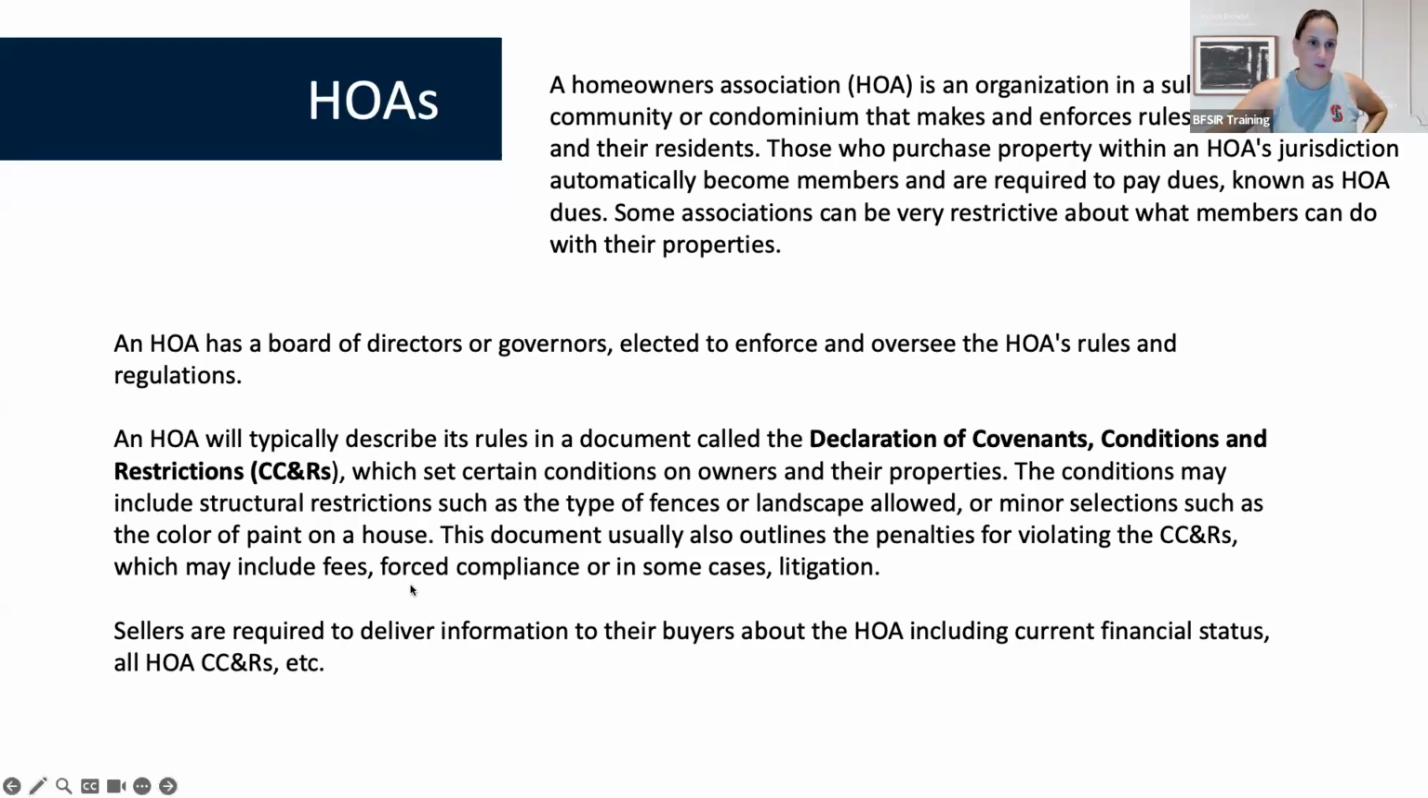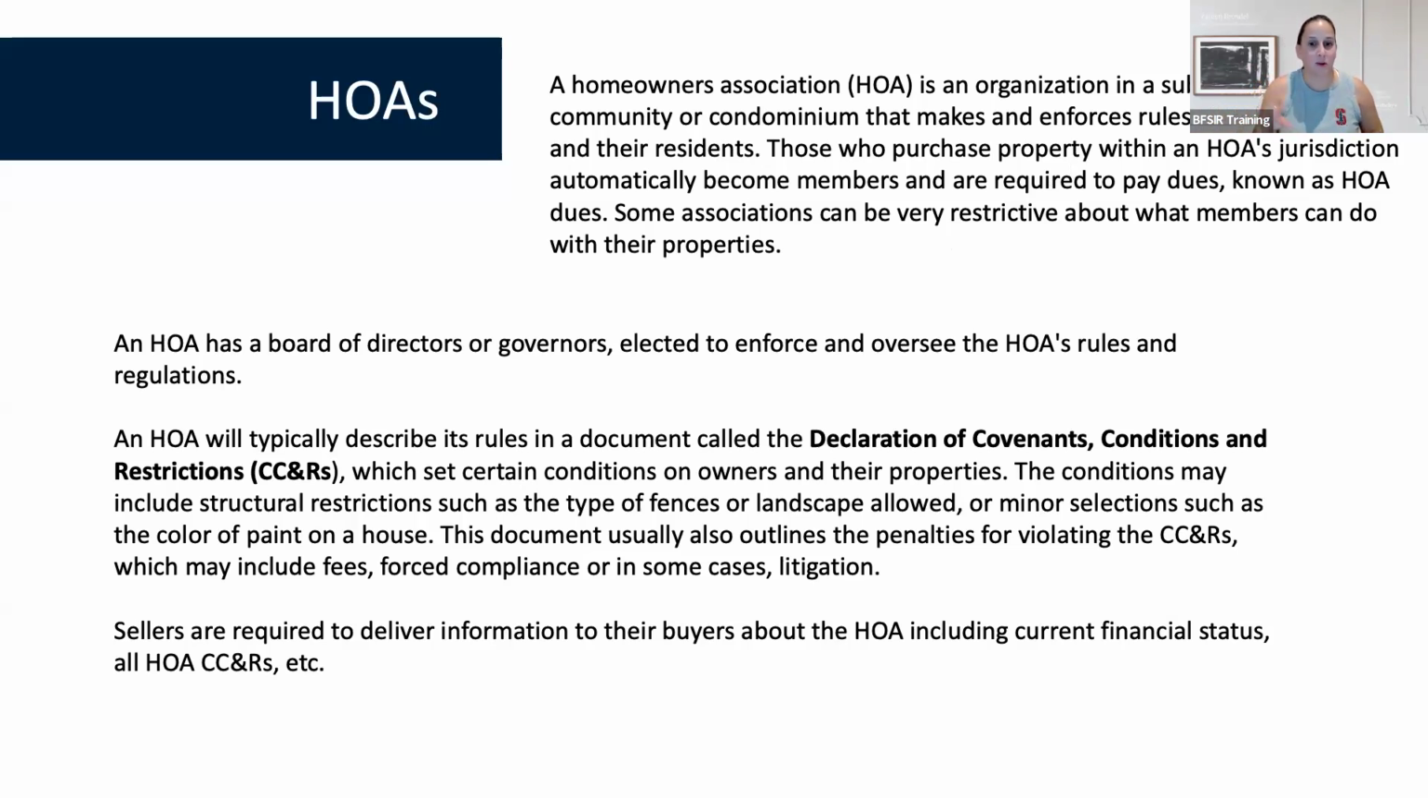Okay, so what's an HOA? An HOA is an organization in a subdivision or a community that makes and enforces rules for the properties and the residents. If you're buying a property in an HOA, what your buyer needs to understand is that they're basically buying membership in a jointly owned space, the communal space, right? And so they own their property, but they're also subject to the shared ownership of the community. And that's just something they need to understand.